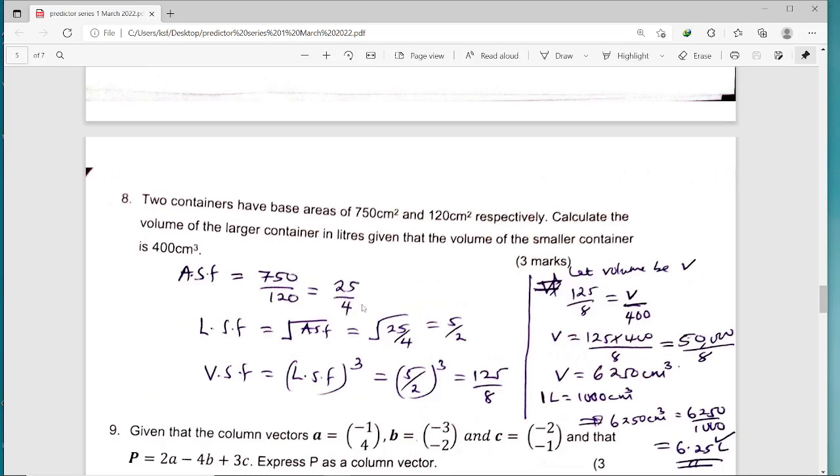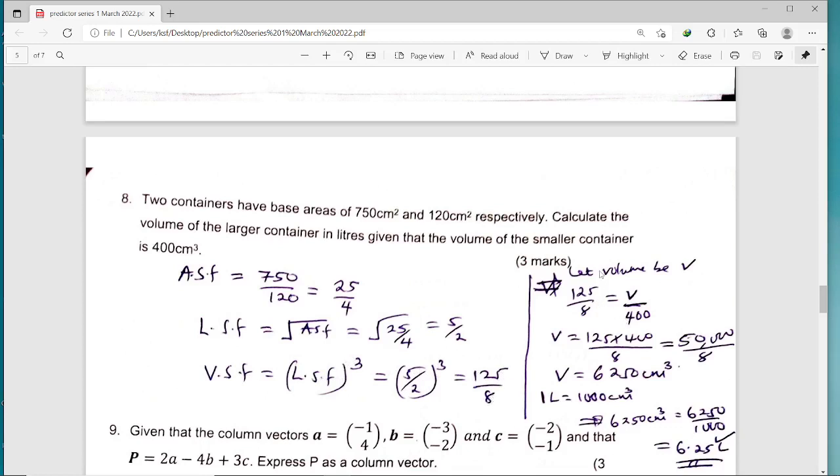So if you have the area scale factor, we can easily find the linear scale factor, because we are interested in finding the volume scale factor so that we equate with the volume of the smaller. So linear scale factor is equal to the square root of the area scale factor, which is the square root of 25 over 4. That gives you 5 over 2. So our linear scale factor is 5 over 2. And the volume scale factor is the linear scale factor cubed, which is 5 over 2 cubed, and that gives you 125 over 8.